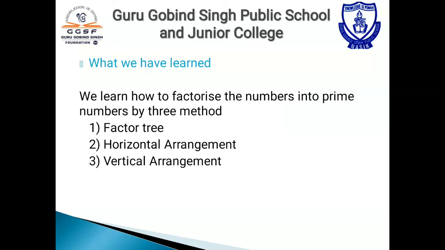So here we have learned how to factorize a number into prime numbers by three methods: first the factor tree, then horizontal arrangement and vertical arrangement. These are the three methods and the answer by these three methods is the same.